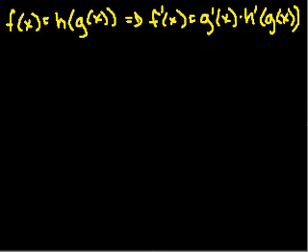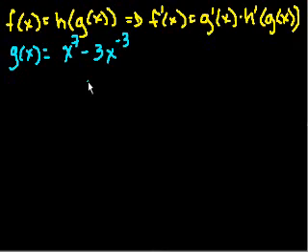So I'll do another example. Let's say that g of x is equal to x to the 7th minus 3x to the minus 3. And let's say that h of x is equal to, let's do something reasonably straightforward. Let's say h of x is x to the minus 10.